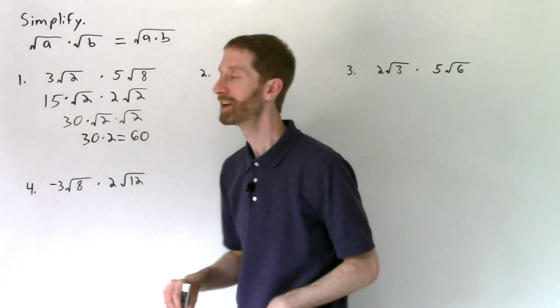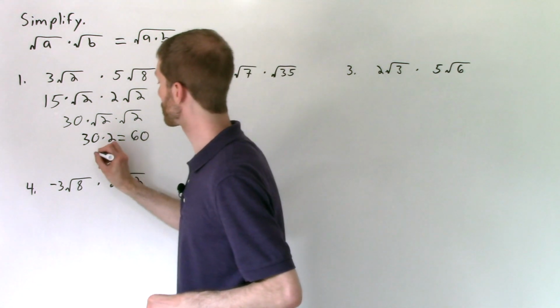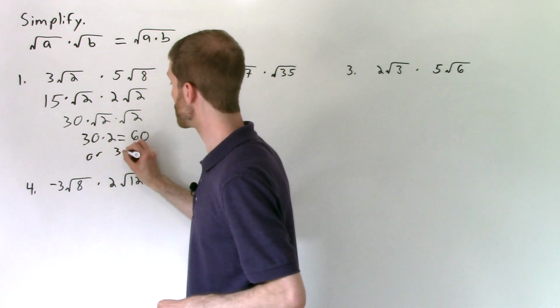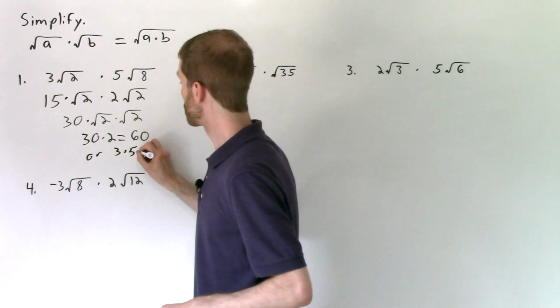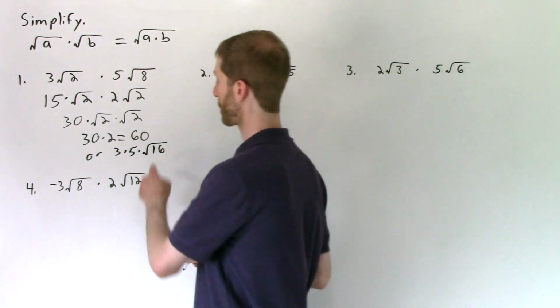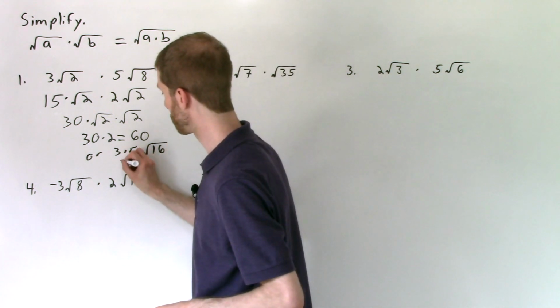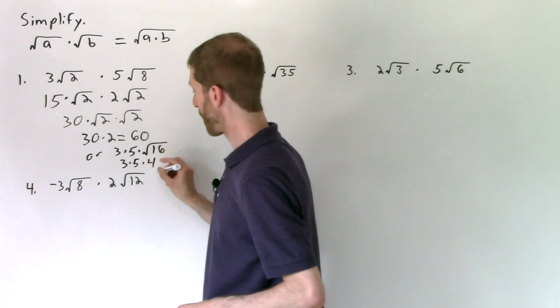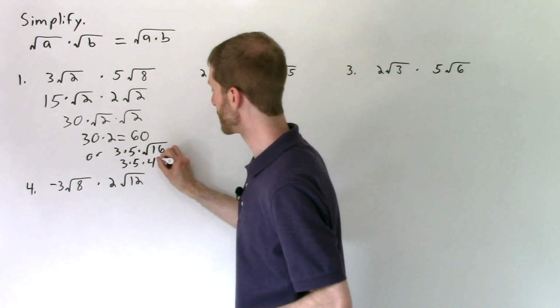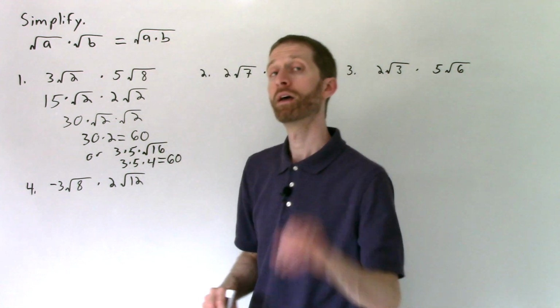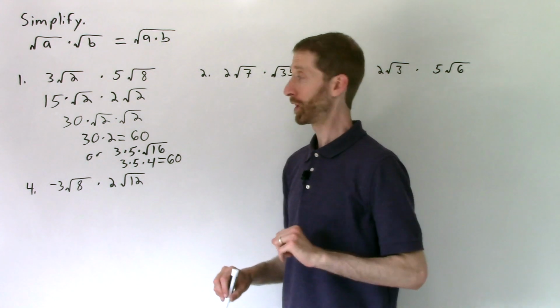Oh, nice. Now you could also have done it like this. You could have done it as 3 times 5 times the square root of 16. And the square root of 16 is 4. And 4 times 5 is 20, times 3 is 60. In this case, that's a little quicker. Let me show you where that's not quicker.